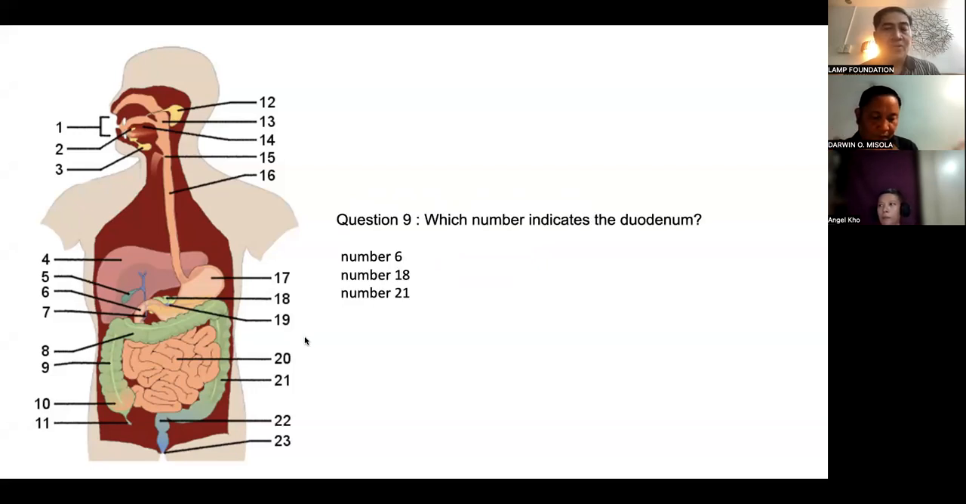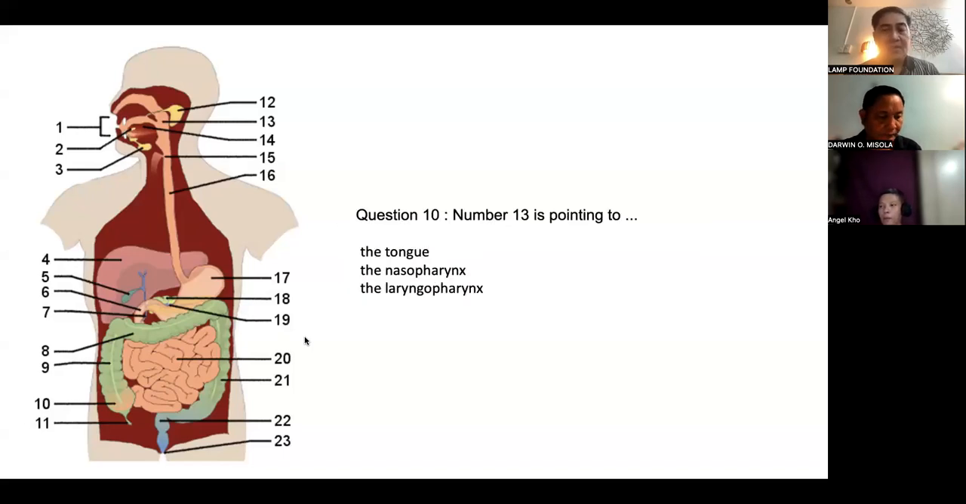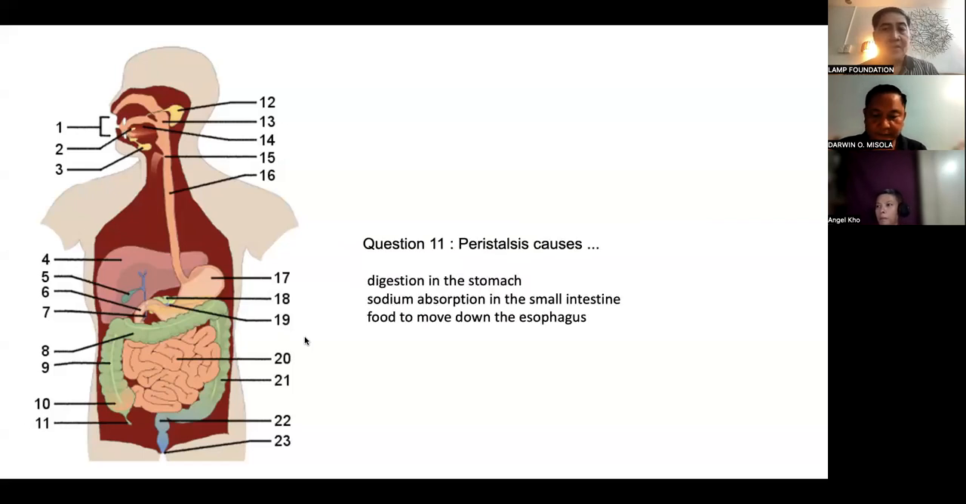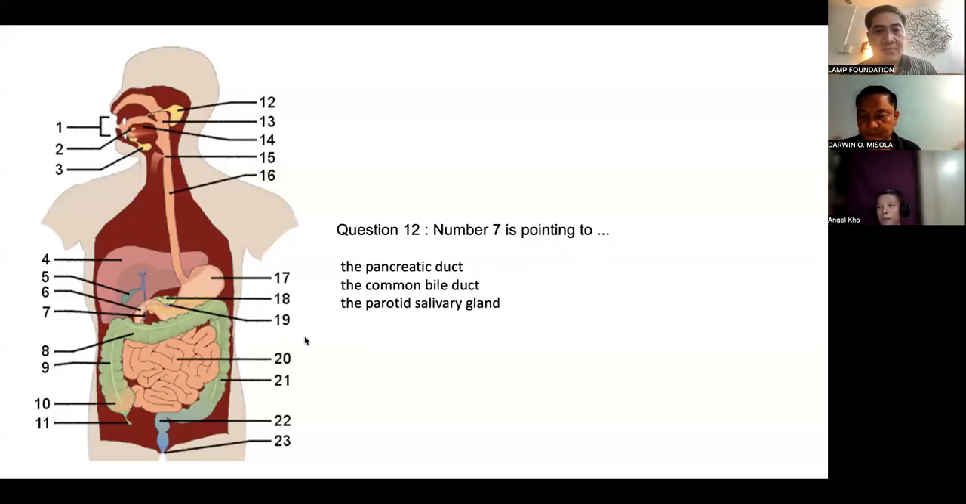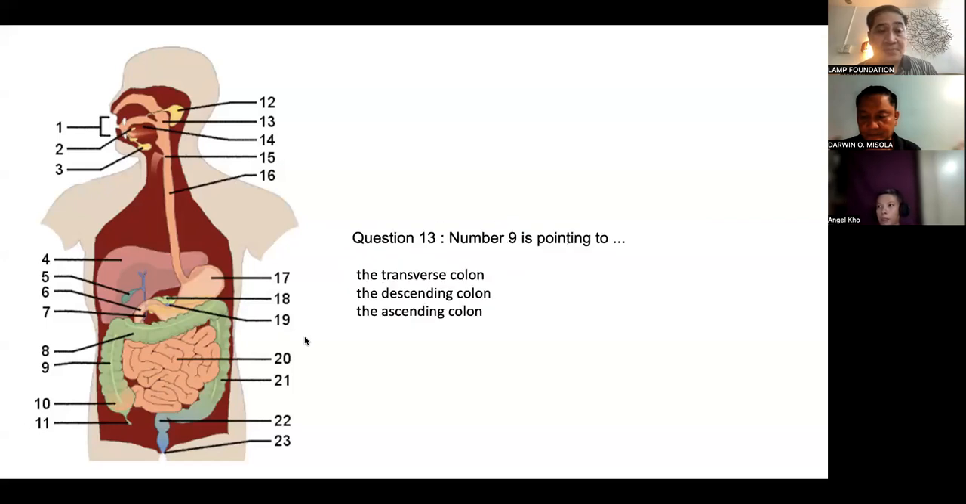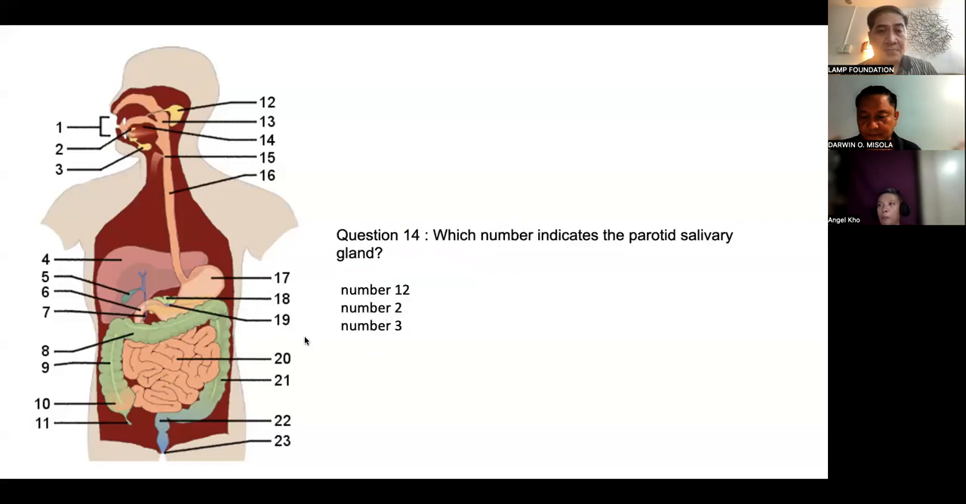Which number indicates the duodenum? Number 6 po. Number 13 is pointing to the nasopharynx po. Peristalsis causes what? Food to move down the esophagus. Number 7 is pointing to the common bile duct. Number 9 is pointing to the ascending colon po. Which number indicates the parotid salivary gland? Okay, so number 12 po, Doc.